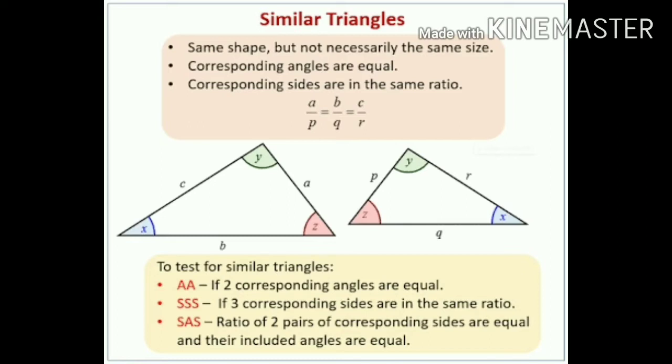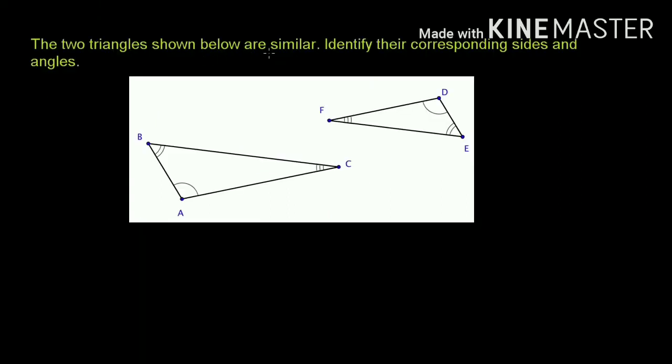Now let us try to identify corresponding angles and corresponding sides in two triangles using an activity. Let us try to identify the corresponding angles and corresponding sides in these two triangles here. We have triangle ABC and triangle DEF. Angle CAB is equal to angle FDE. These angles are marked with single arc. You can observe that angle CAB will be equal to angle FDE. That is the angles marked with single arc in these two given triangles.